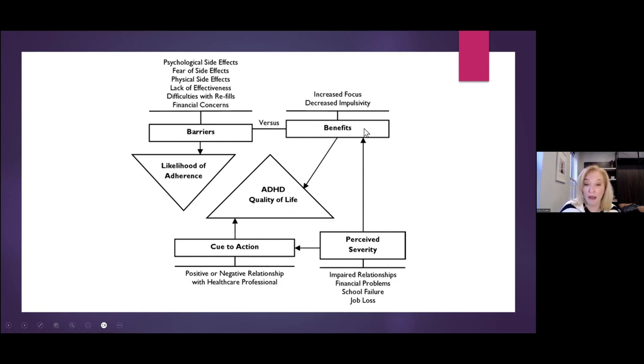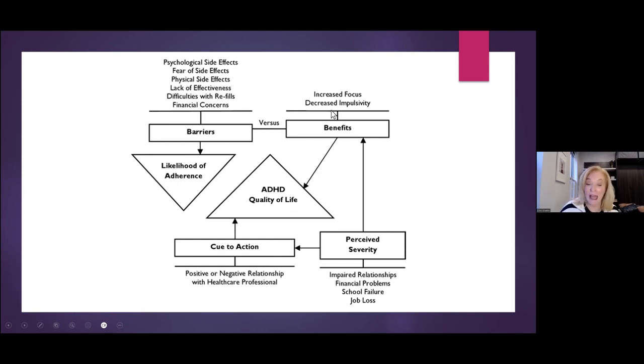In terms of the benefits, you can see here too, without treating some of these issues, the patient will have impaired relationships, financial problems, school failure, job loss. So you've got to be able to talk with them about that as well, and how that relates to ADHD. And in terms of perceived severity, it helps us when we perceive a significant risk factor in one of these areas, that it calls us to action. A positive or a negative relationship with a healthcare professional can also impact that quality of life.